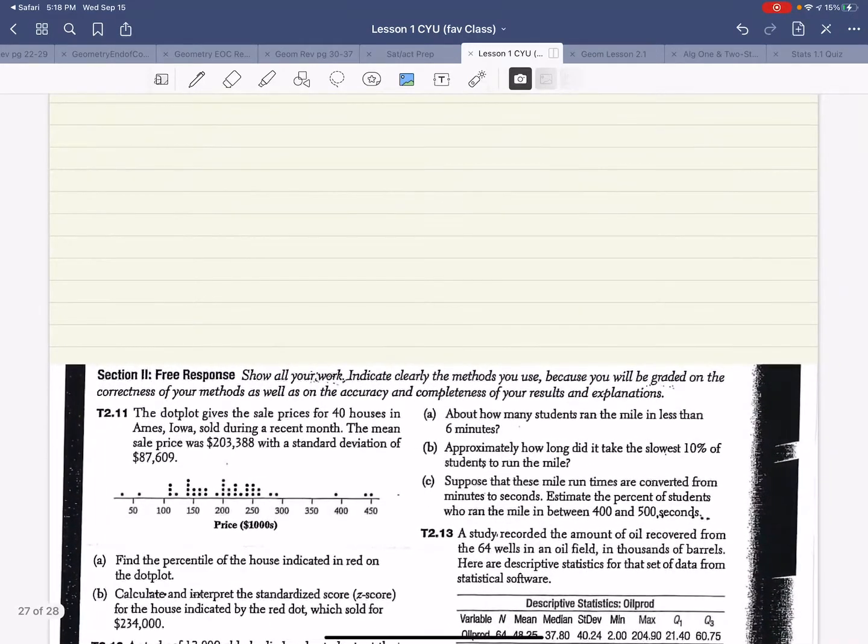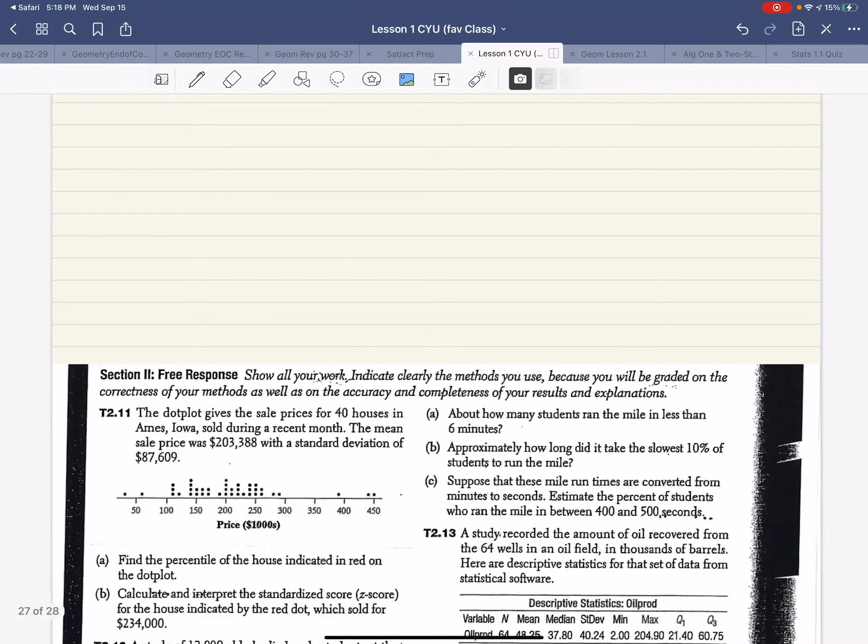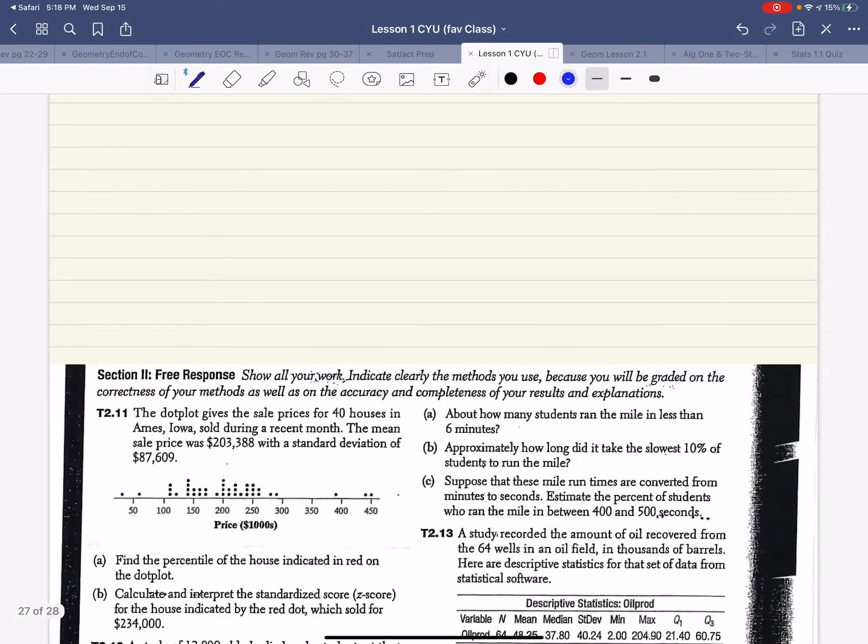It says the dot plot gives the sale price for 40 homes. So we talked about this, that homes especially, anything having to do with how much money we make is oftentimes skewed right. So we see some really big values of homes that are going to pull the mean to the right. It says these were homes in Ames, Iowa, sold just during the recent month. The mean price was 203. So looks like the mean maybe was somewhere right here. And the standard deviation was 87.